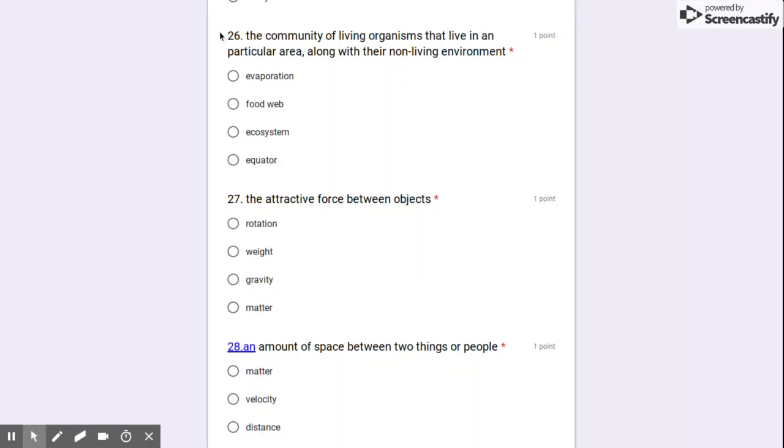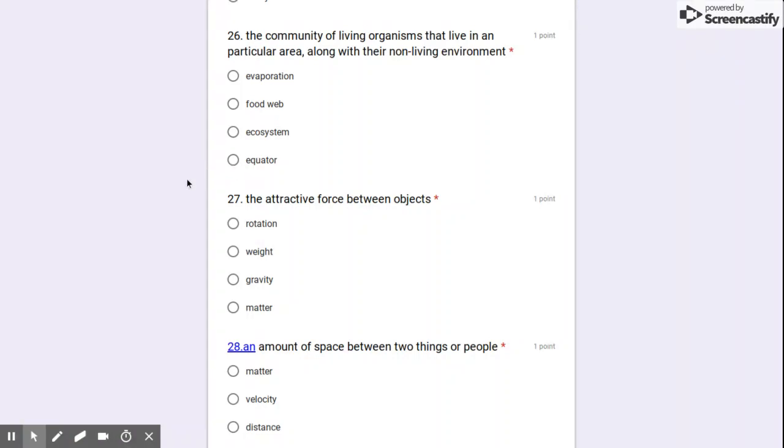Number 26. The community of living organisms that live in a particular area, along with their non-living environment. Evaporation, food web, ecosystem, equator.